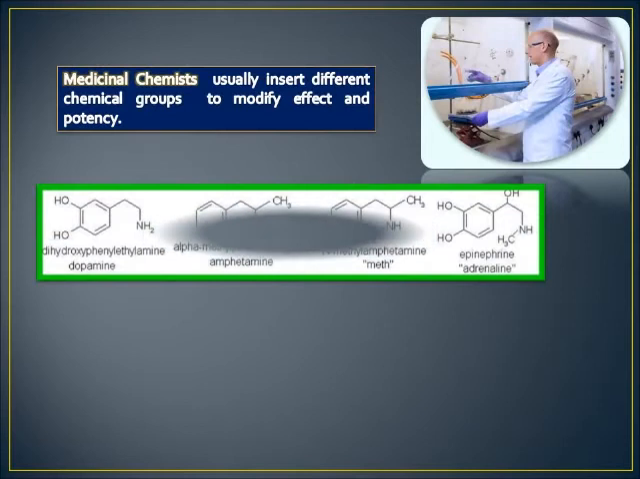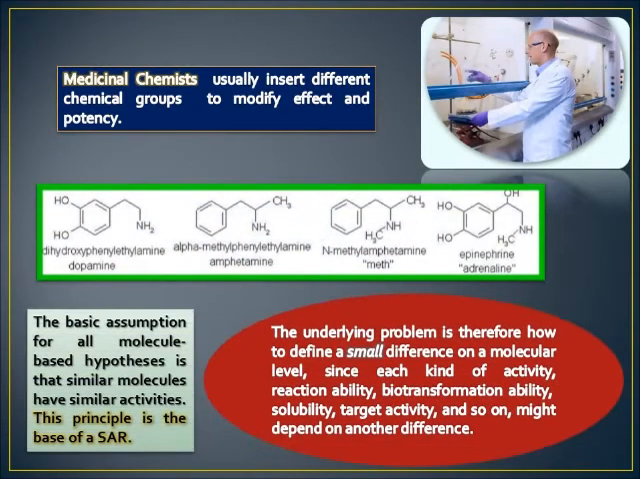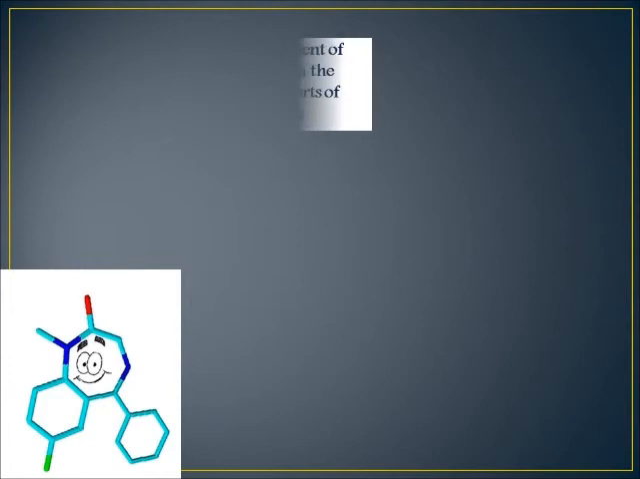Medicinal chemists usually insert different chemical groups to modify effect and potency. The basic assumption for all molecule-based hypotheses is that similar molecules have similar activities. This principle is the base of SAR. The underlying problem is therefore how to define a small difference on a molecular level, since each kind of activity, reactivity, biotransformation ability, solubility, target activity, and so on, might depend on another difference.